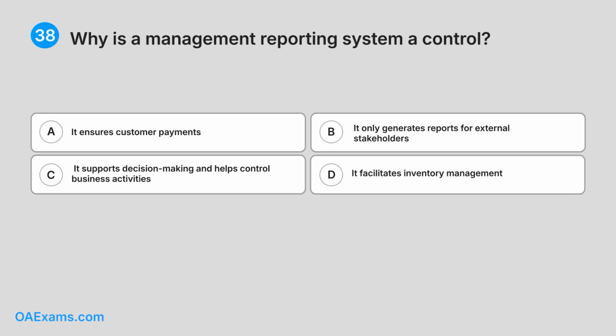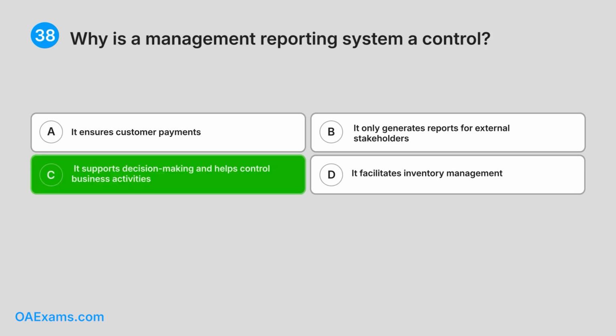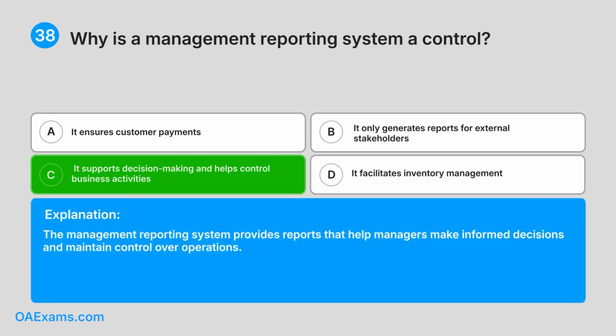Correct answer. C. It supports decision-making and helps control business activities. Explanation. The management reporting system provides reports that help managers make informed decisions and maintain control over operations.